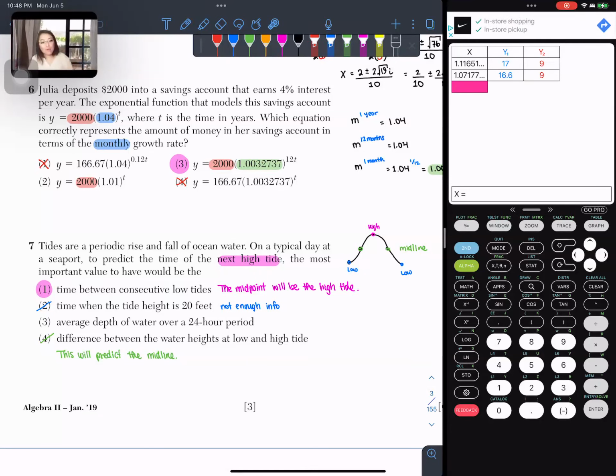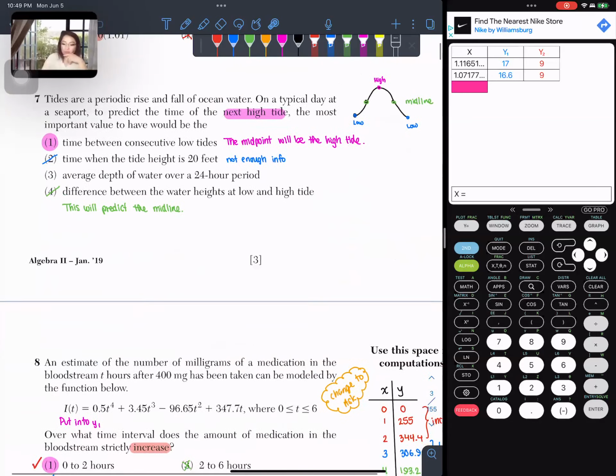And the second one is also not enough information, but that's actually the difference between the high and the low. Actually, it's not going to predict the midline, because even if I had the difference, oh well, it could, because if you divide it by 2, then yeah, I can predict the midline. But we don't want the midline. We want the height, the highest point.